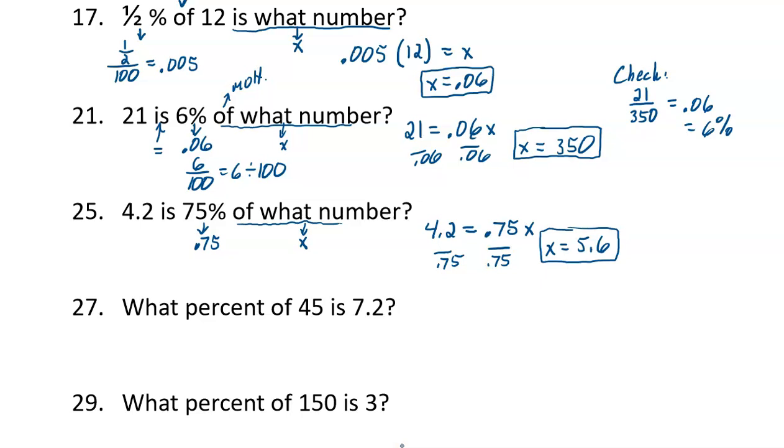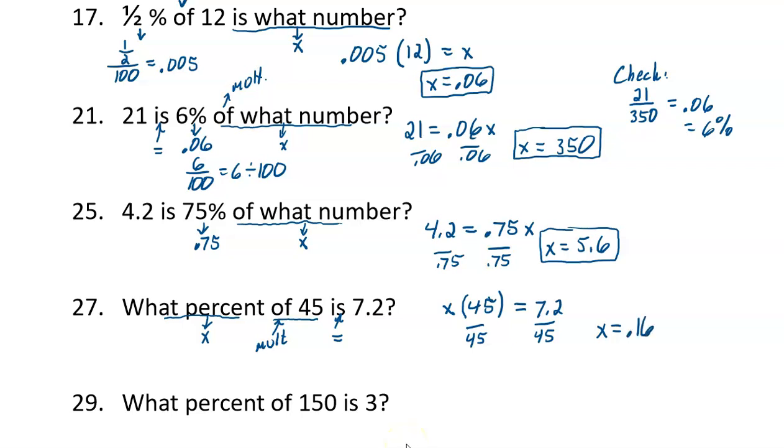Now number 27. This time, the thing that we don't know is the percent. We could call that x. It says of 45. Remember that the word of is multiplication. The word is where your equals is. So we have some percent that we don't know, we're going to call it x, times 45 is 7.2. To get x alone, you divide both sides by 45. And the result is 0.16.